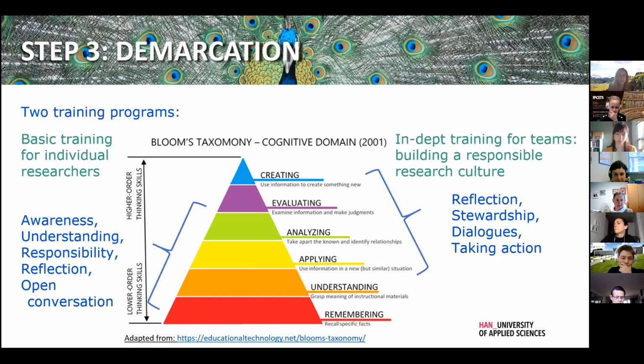So for this group, reflection is also on the schedule. We talk about stewardship. So how can you be an advocate for research integrity? And not only about open conversations, but really about dialogues and different techniques for that, and taking action. So they end with making a plan of action together in the team, how they are going to promote research integrity.